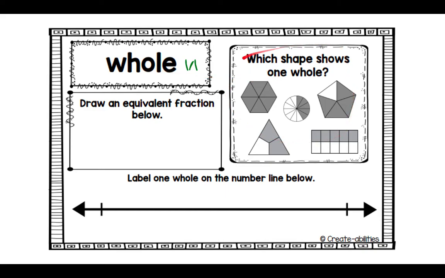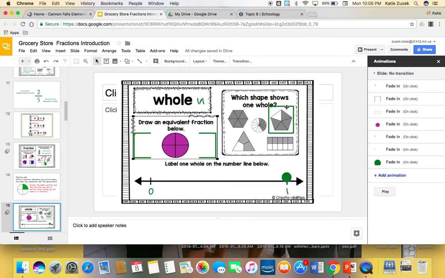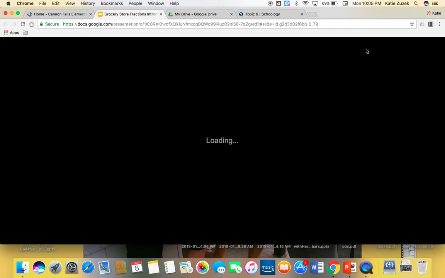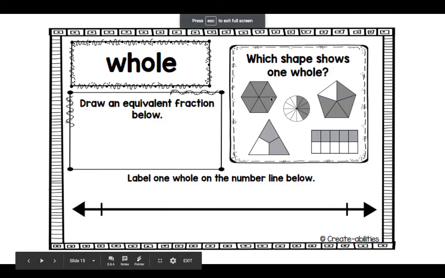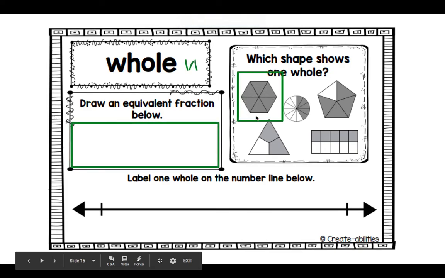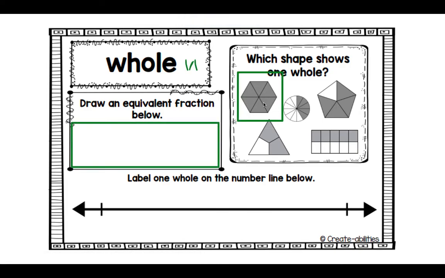So in this picture, which shape shows us one whole? Circle the shape that shows us one whole. Which one has all of the parts colored in? Not that one. I was testing you. It's not that one. It is this one. The one that has all parts colored in out of the whole is this hexagon right here. Okay? Not one whole, not just one, but it has the whole thing colored in.